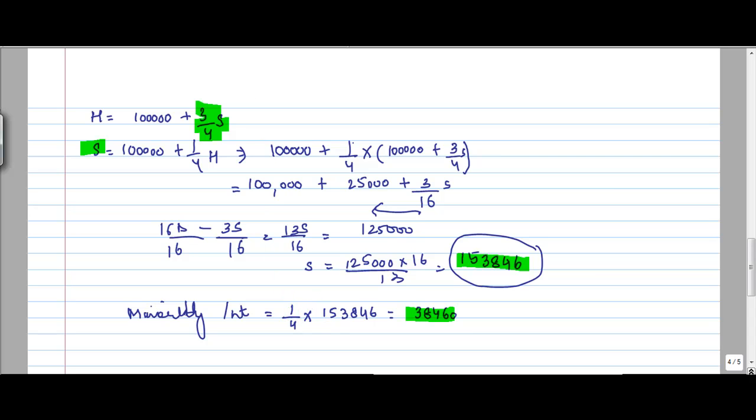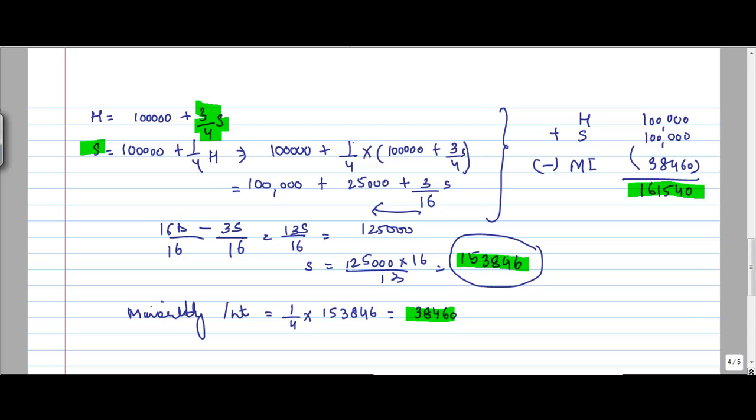And what are the total capital profits of the combined entity? That is equal to H 1 lakh plus S 1 lakh minus minority interest, which is 38,460. Once I do this calculation, what do I get? I will get 161,540. Okay, but there is one more adjustment which is pending here.